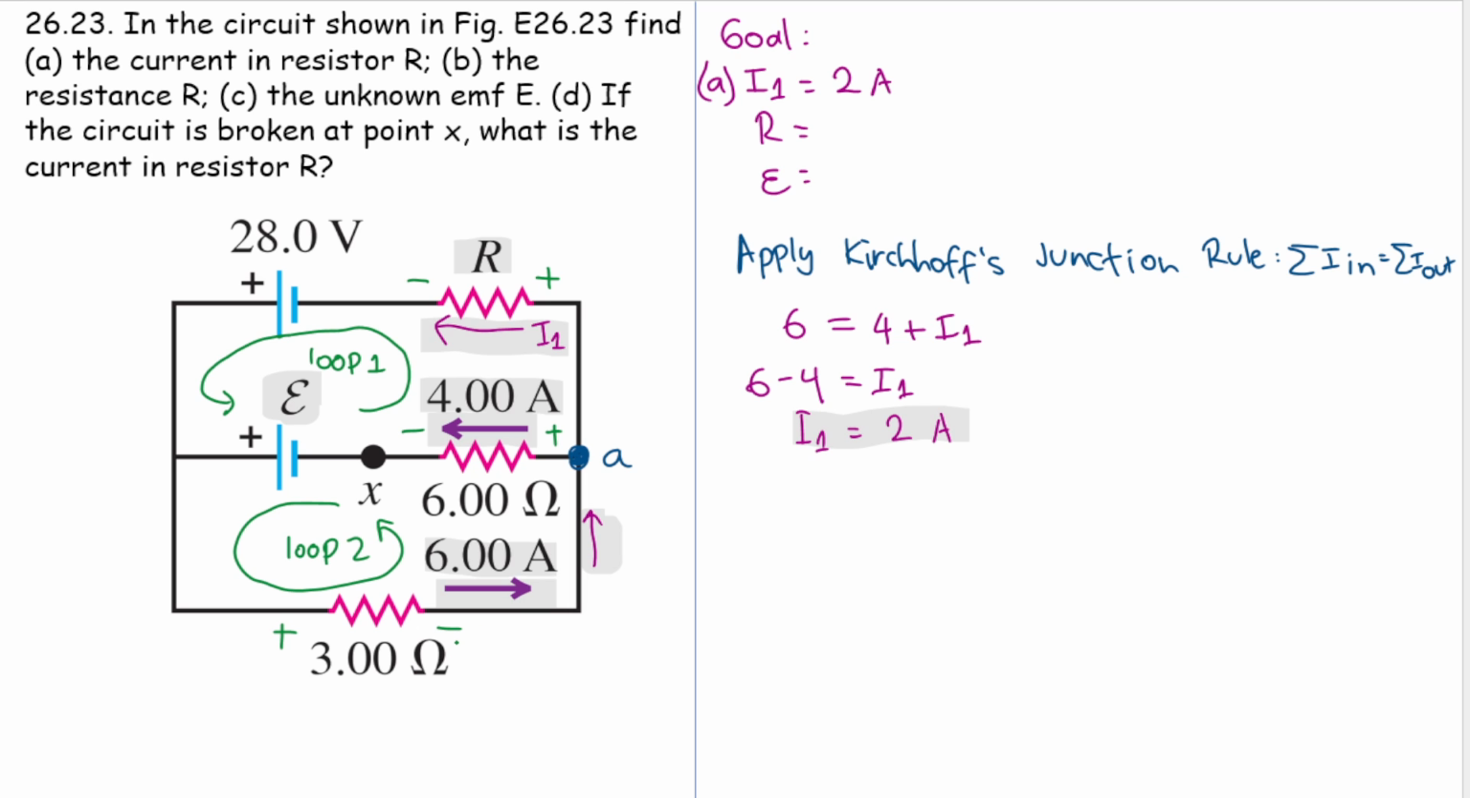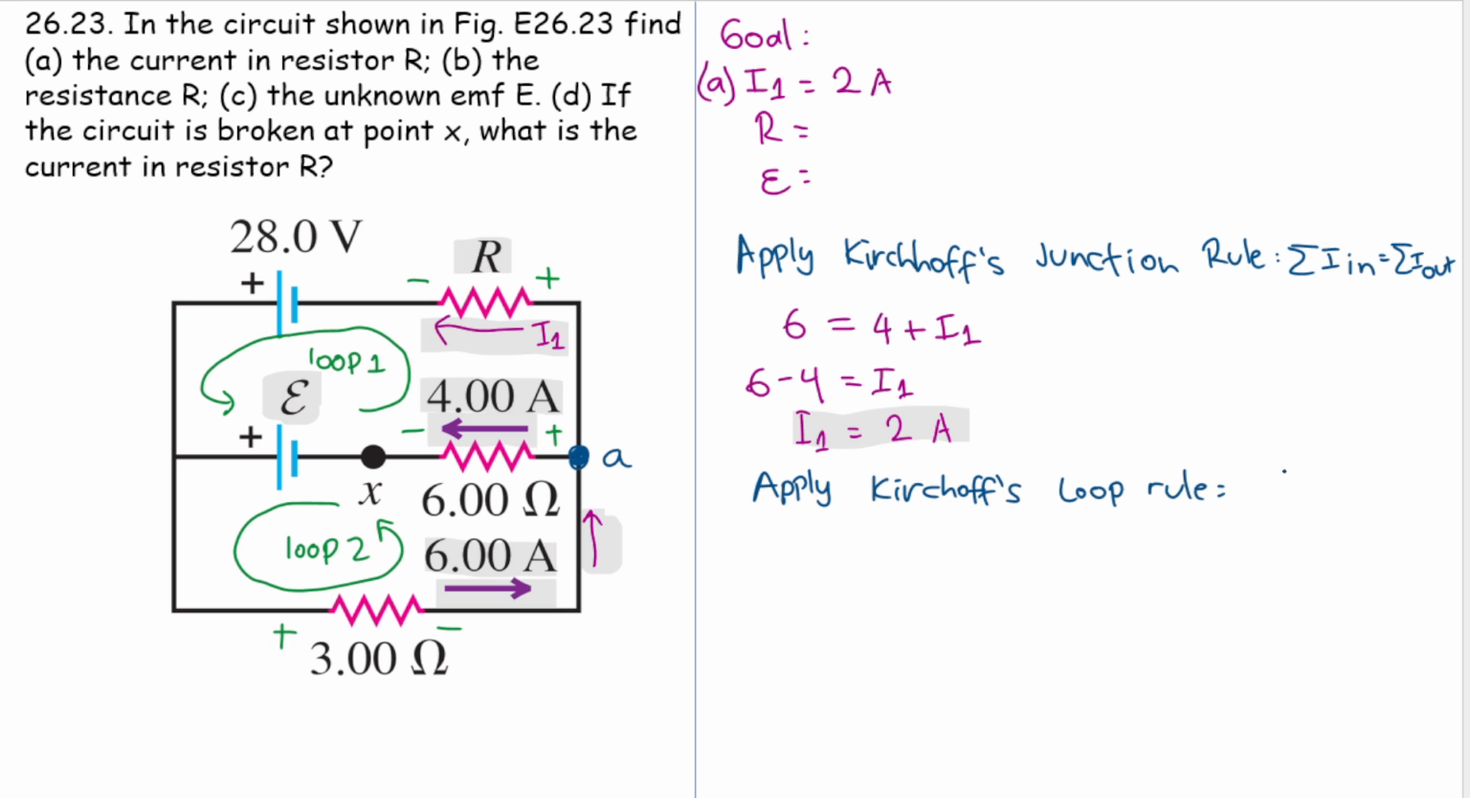Good. And now what can we do from here? I think we can apply Kirchhoff's loop rule.